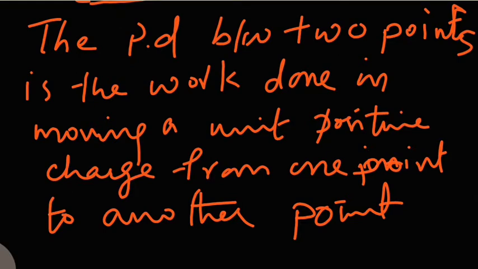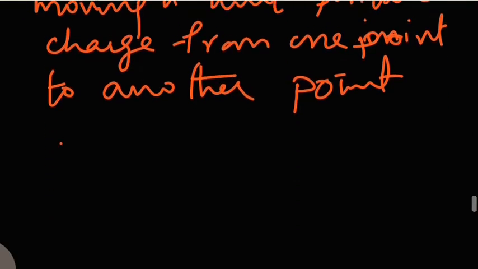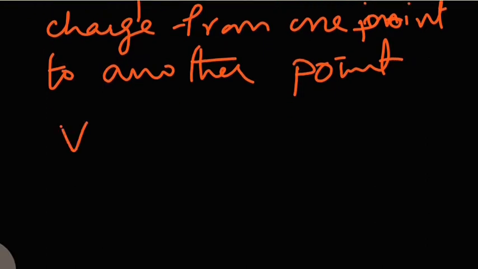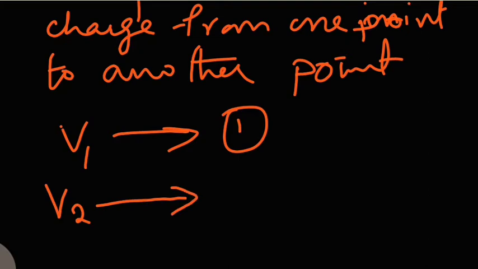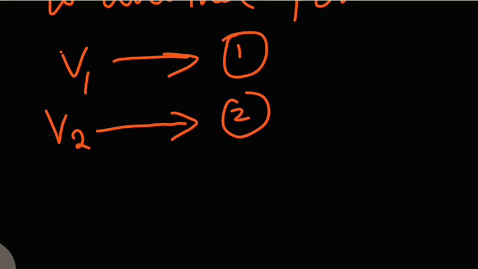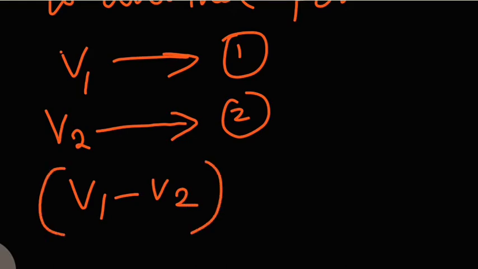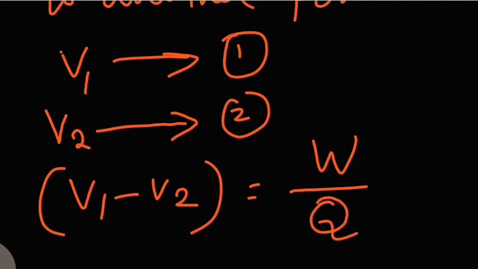Suppose we have two points 1 and 2, and let V1 be the potential at point 1 and V2 the potential at point 2, like I said about A and B. Then the potential difference V1 minus V2 will be equal to the work done in bringing a unit positive charge. If I am moving charge Q, then it is the work done per Q. If it is unit charge, then the work done itself will be the potential difference.